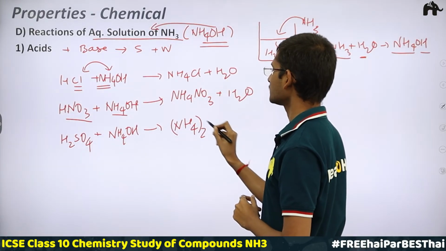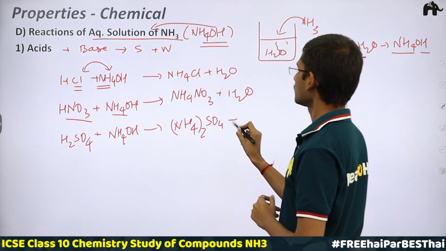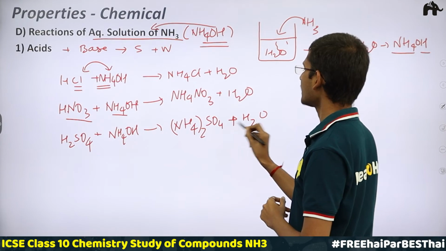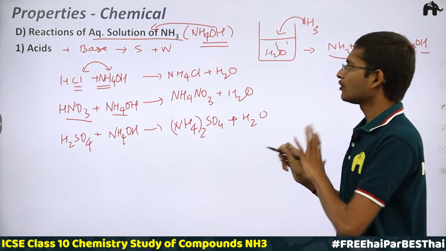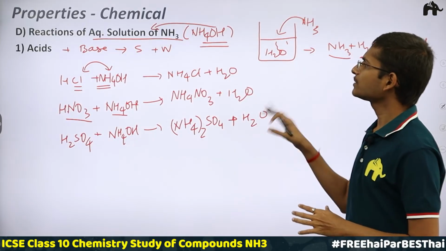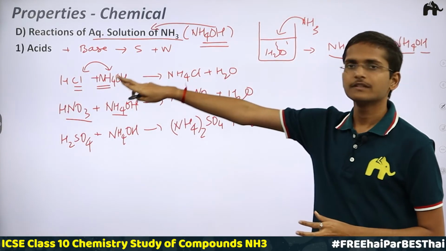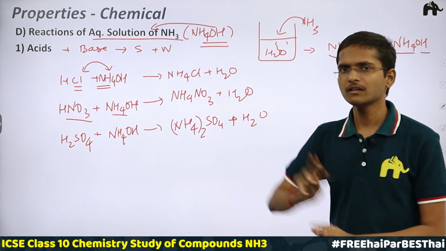Ammonium sulfate, (NH4)2SO4, plus H2O. Now you need to balance the reaction. If the reaction is unbalanced, you just balance it, and then your job is done. So these are simple reactions of ammonium hydroxide with a base to give salt and water.